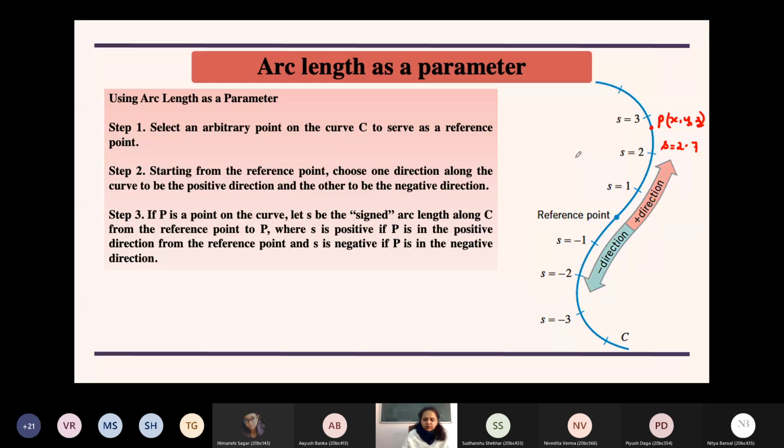Because this is the basic concept behind taking arc length as the parameter. Next, what we'll be doing is questions based on that. So I'll not come back to the basic concept part. In the exam also you will not get this basic concept part being asked. You will directly get a question where you have to find the components in terms of arc length, the parameter S.